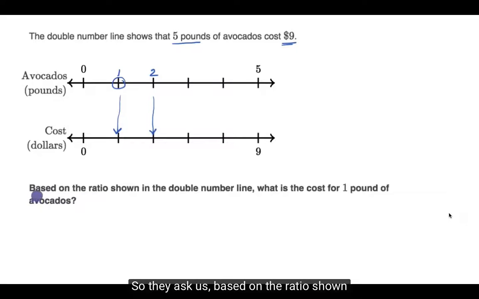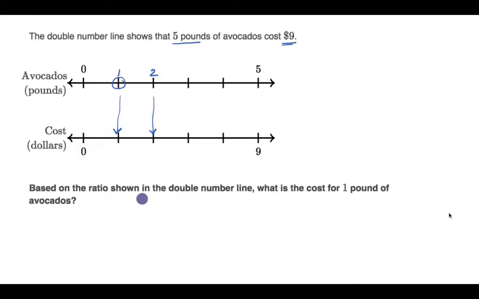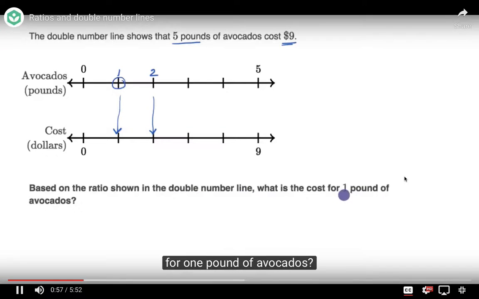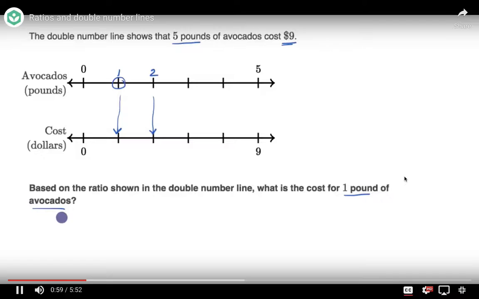So they ask us, based on the ratio shown in the double number line, what is the cost for 1 pound of avocados?